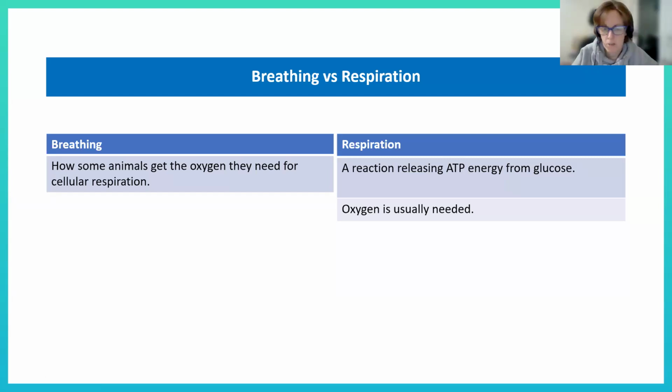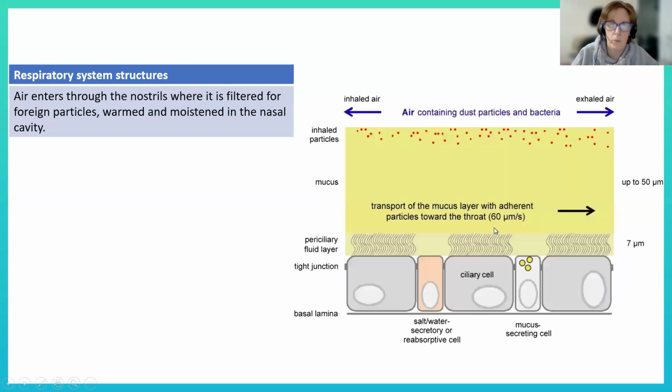You've got lactic acid in your muscles. They're going to hurt, and you can recover that oxygen by breathing deeply and getting some more back into your system. So cellular respiration is releasing ATP energy from glucose. You usually need oxygen, but not always. So we're going to have a look at the respiratory system and how we can get that oxygen into our cells for those cellular respiration reactions.